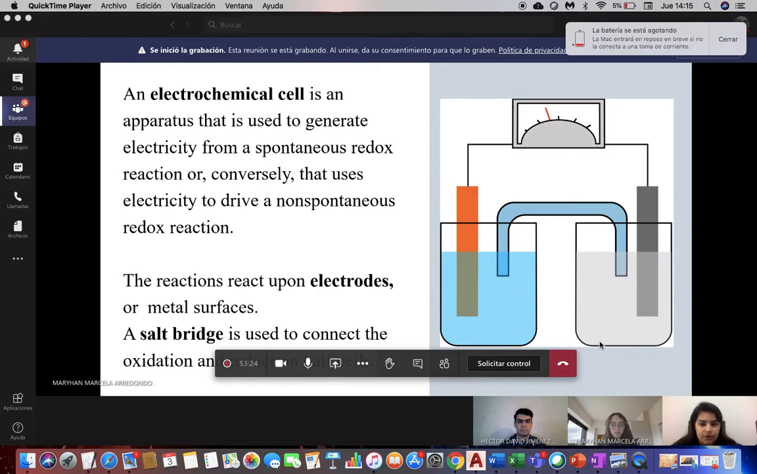In here, the reactions take place upon electrodes or metal surfaces. In this image, we can see that the orange and gray bars are the electrodes. Also, a salt bridge is used to connect the oxidant and reductant half cells.